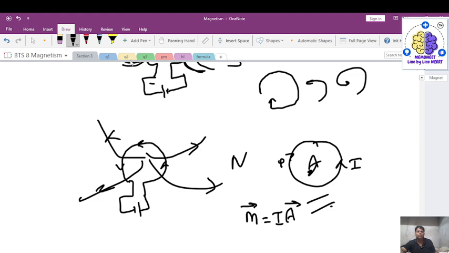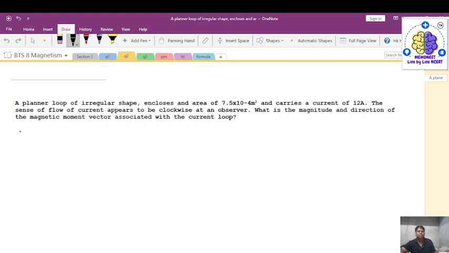Let's see the numerical. The numerical says that a planar loop of irregular shape encloses an area of 7.5 into 10 to the power of minus 4 meter square, and carries a current of 12 ampere. The sense of flow of current appears to be clockwise to an observer. Now, what is the magnitude and direction of the magnetic moment vector associated with the current loop?